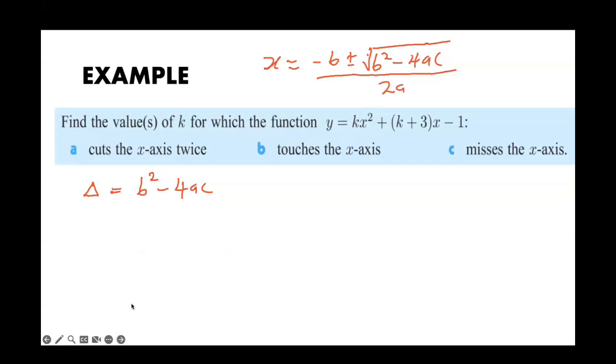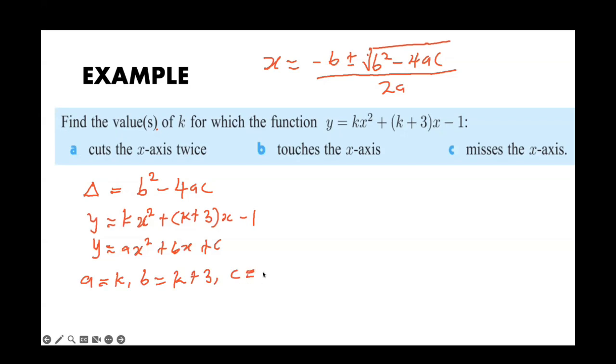In this question, we are asked to find the values of k for which the quadratic function cuts the x-axis twice, touches the x-axis, and misses the x-axis. So first, let's compare the function y equal to kx squared plus (k plus 3)x minus 1 to the general form of the quadratic function, which is y equal to ax squared plus bx plus c. a is equal to k, b is equal to k plus 3, and c is equal to -1.